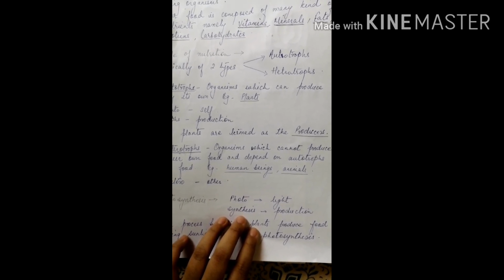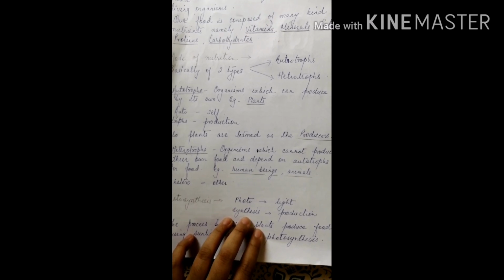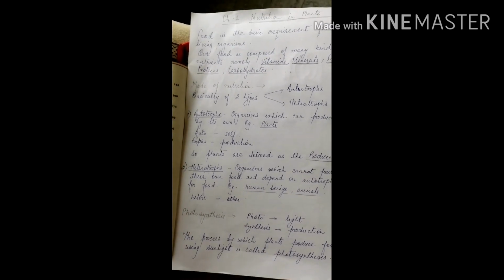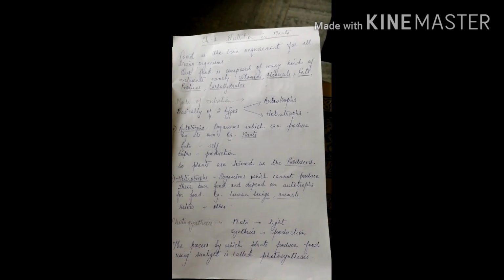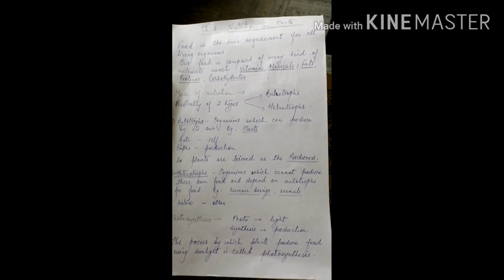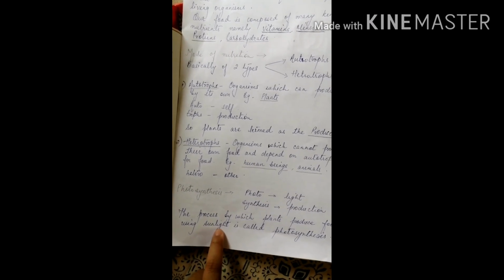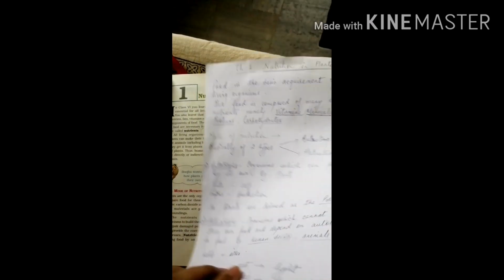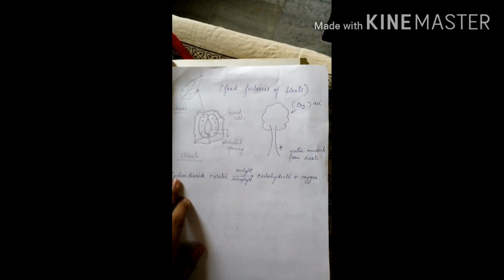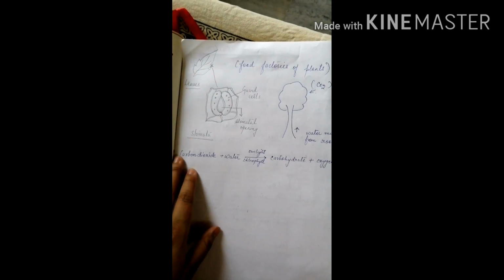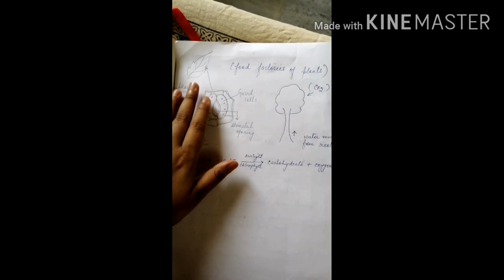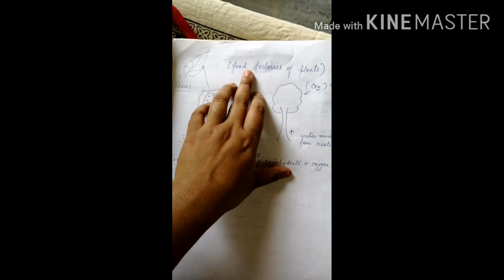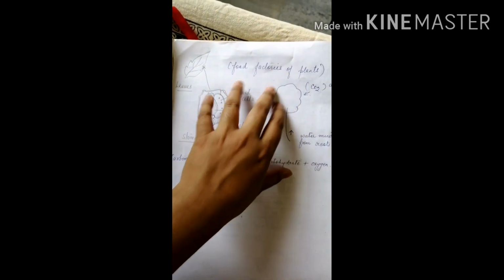If I try to give you a simple definition of photosynthesis, then we can say that the process by which plants produce their own food with the help of sunlight is called photosynthesis. Now, as I told you, the food is produced in the leaves of the plant, so the leaf of a plant is termed as the food factory.